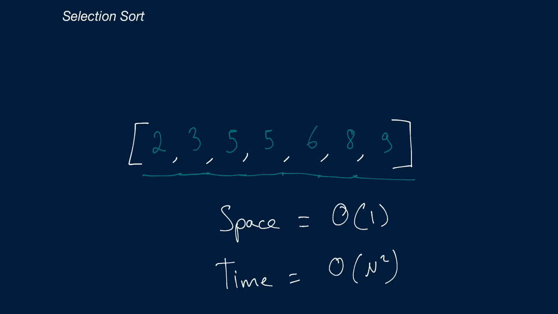I hope this conceptual overview was helpful. I hope that you were able to understand what selection sort is and how it works. Let's implement it in code now.